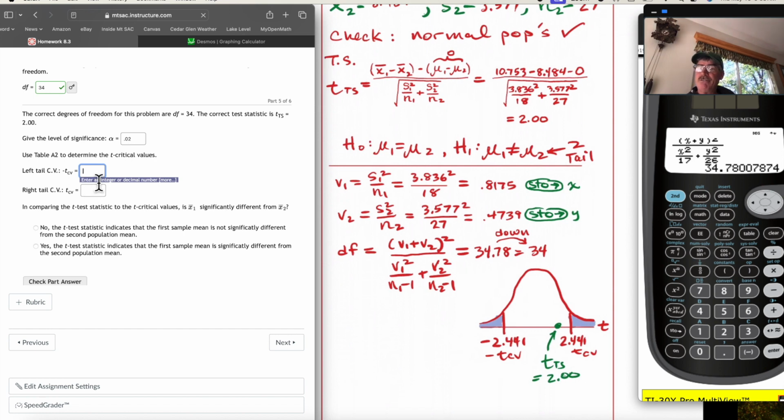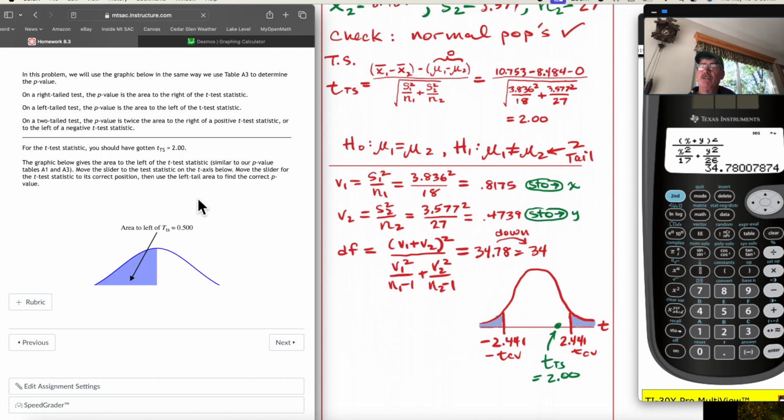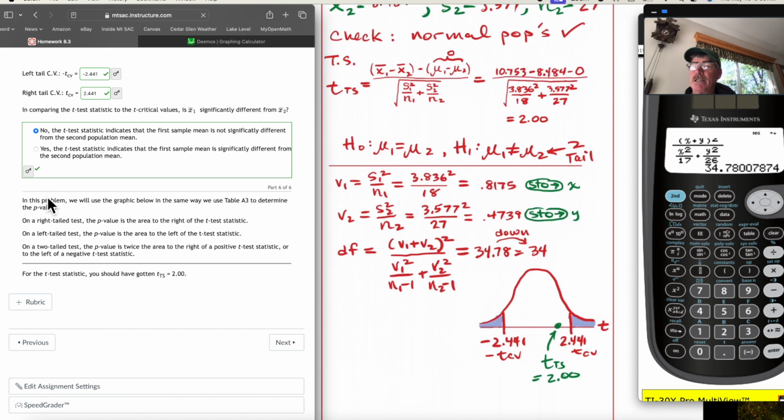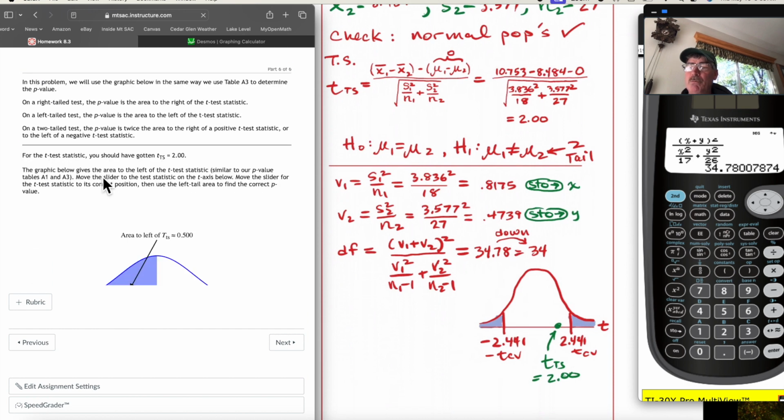Okay, so for the left tail critical value, negative 2.441. Right tail, 2.441. The test statistic is not in the tail, so no, the test statistic is not significantly different. I should say just these two sample means here are not significantly different. That's probably the easiest way to interpret that. Okay, and so we're all good with everything, and now we want our p-value.